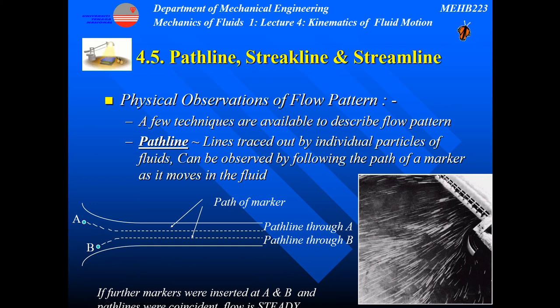on an individual particle, for example particle A. Now, this one is particle B. So you follow the movement of the particle. This line of the fluid particle is called a pathline. If these two lines, the pathline through A and the pathline through B, coincide or meet, that means the flow is said to be steady.